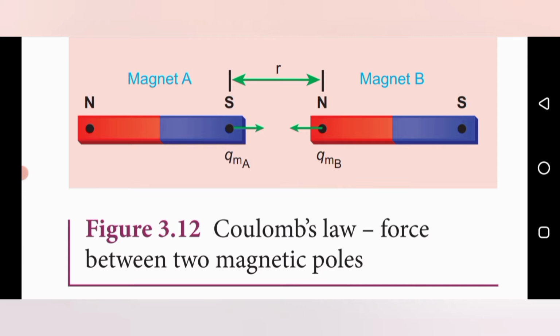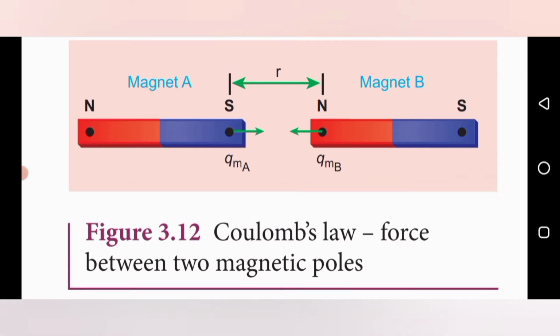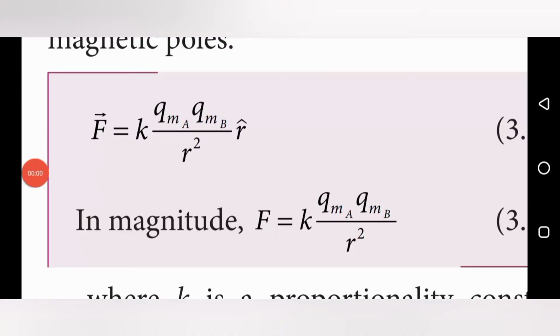The statement is that the force is directly proportional to the product of their pole strengths and inversely proportional to the square of the distance between them. Here, what is the distance? The distance of attraction or repulsion. Here, r is the distance, from pole north to south, that is referred to as r.